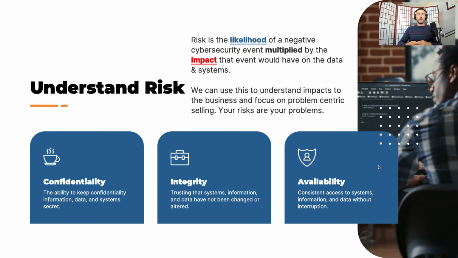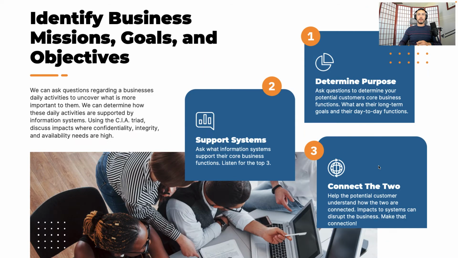In cybersecurity, we use the term the CIA triad to discuss impacts, and as you see below here, these are the three items. The first one is confidentiality. This is the need to keep information secret from people who don't have access to it or should not have access to it. The next one is integrity. Can we trust that the information and the data that we're accessing has not been changed or altered? And then finally, availability. Can we get to the system? Can we get to the data continuously and consistently without interruption? These three concepts are things that we're going to be tying to the information systems that a business is using. So let's talk about what that looks like.